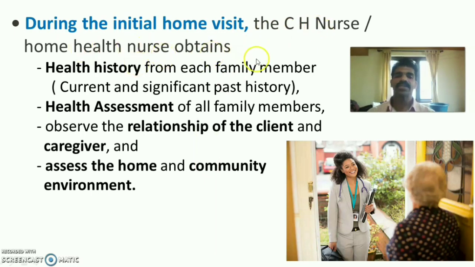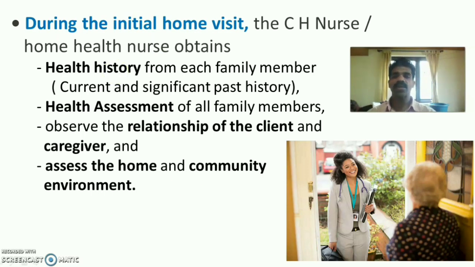In relation to data collection, during the initial home visit, the community health nurse or home health nurse obtains certain information from the family members, such as the health history of each member of the family, that is, their current problems and significant past health history. Then conduct a health assessment of all family members. Then observe the relationship of the family members and the caregivers in the family. Then assess the home, inside and outside. Then assess the community or society where they belong.